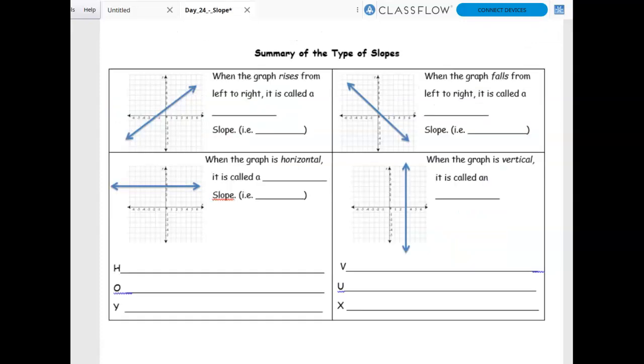All right, so a summary of the different slopes we have. When the graph rises from left to right, it's called a positive slope. In the case of a positive slope, the slope is greater than 0. When the graph falls from left to right, it's called a negative slope. In other words, your slope is less than 0.